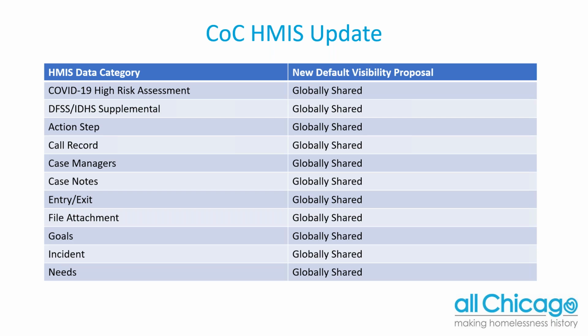There's something called an action step in the HMIS that will be globally shared. The call record for the homelessness prevention call center will be globally shared. Case manager data will be globally shared. Case notes will be globally shared. The entry exits, so every enrollment that a client has, will be globally shared. File attachments will be globally shared. Goals will be globally shared. Incidents will be globally shared, and needs and services will be globally shared. Questions on any of those?